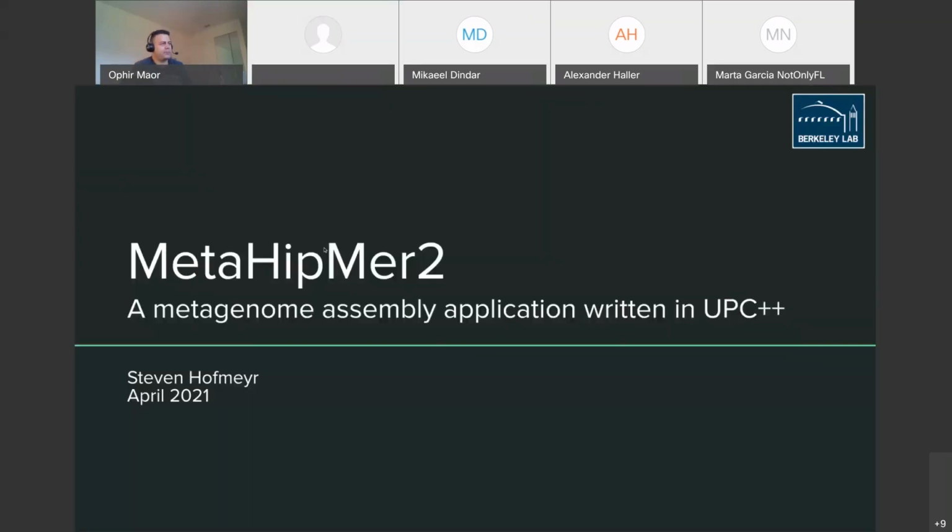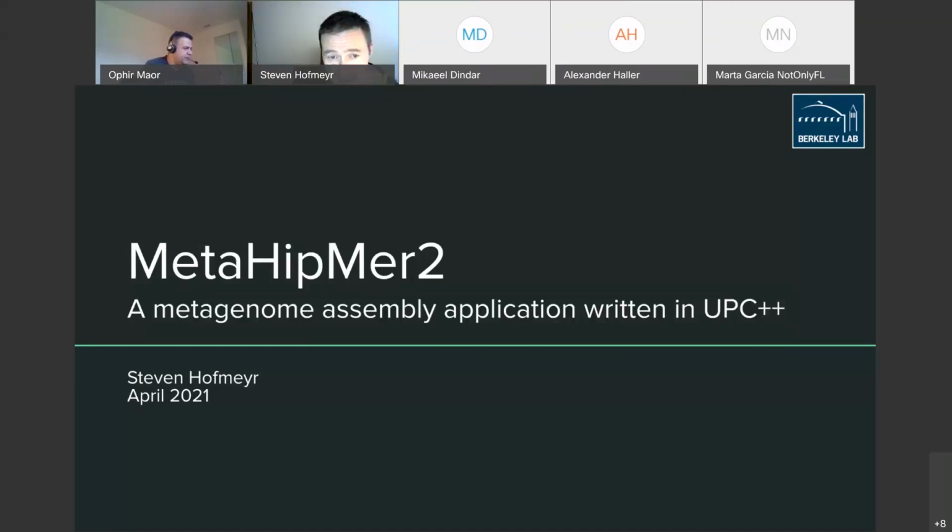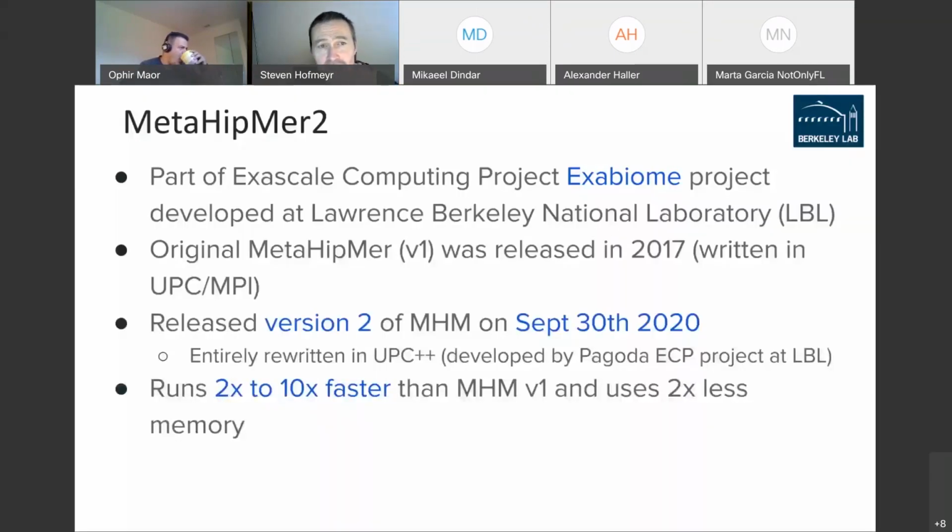Right, so I'm going to talk about MultiAssembly, which is a meta-genome assembly application written in UPC++. To give you a bit of background, I work at the Berkeley National Laboratory, which is based in California. MultiAssembly is developed as part of the Exascale Computing Project, which has a number of different projects under it, and MultiAssembly is part of the Exabiome project, and I'll talk a little bit more about what that's all about.